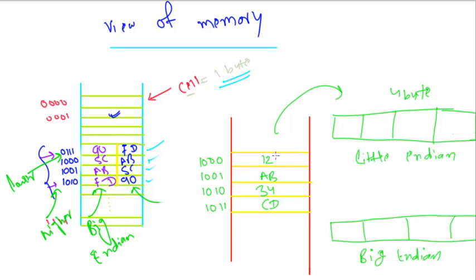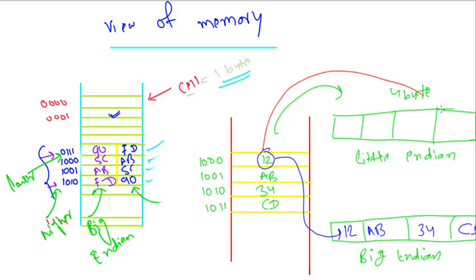The idea is simple. In Big Endian, the lower address byte is your MSB. So 12 will come here and the remaining bytes will come accordingly. AB will come here, 34 and then CD. But in Little Endian, the lower address byte is LSB, not MSB. So 12 will come here and then AB, then 34 and then CD. This is about storage of data using Little Endian and Big Endian. The idea is very simple. In Little Endian, LSB is stored at the lower address, but in Big Endian, MSB is stored at the lower address. That's all. We are getting clarity about how the CPU interacts with memory.